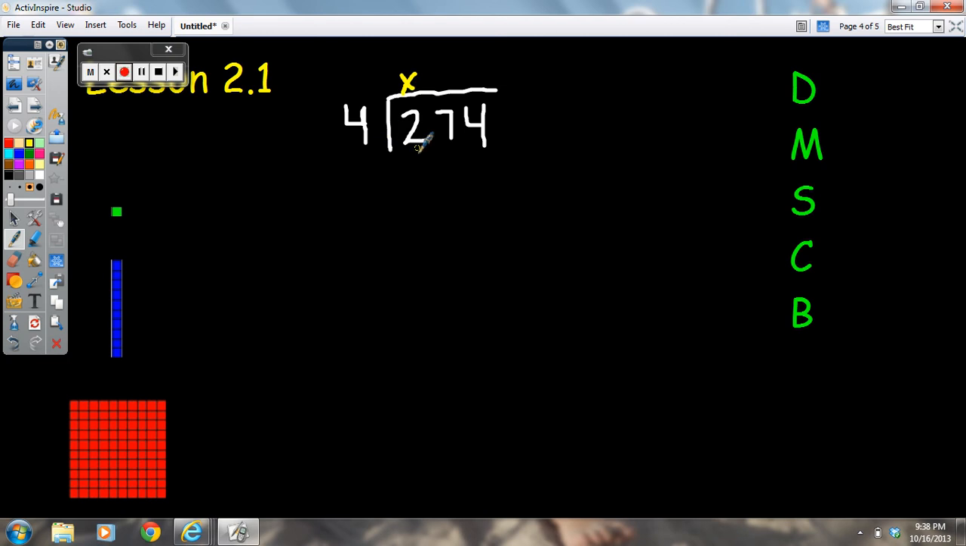What we need to do is regroup. If we were using base 10 blocks, we'd take these 200s and replace each one of these hundreds with 10 tens. We would take 2 of those 10 tens, which would give you 20, combine them with the 7 tens that we had from the tens block, and regroup them, and now we're left with 27 tens. We need to take those 27 tens and put them equally into groups of 4. If we took 27 tens and divided them into 4 groups, we would have 6 in each group.